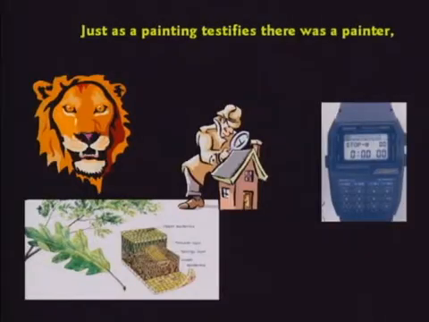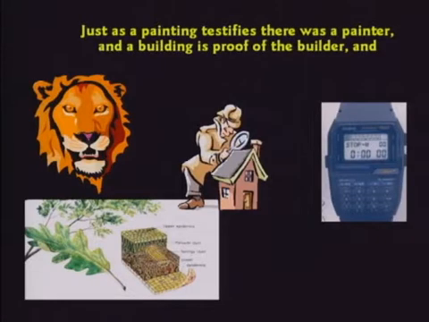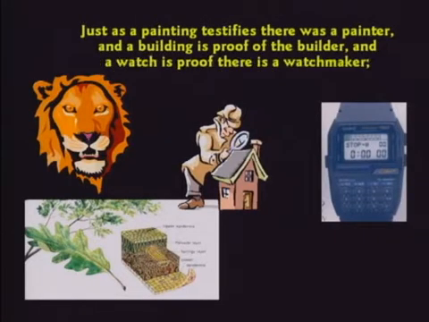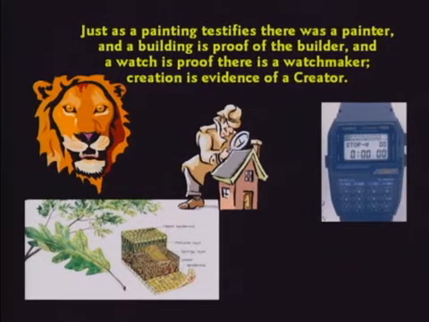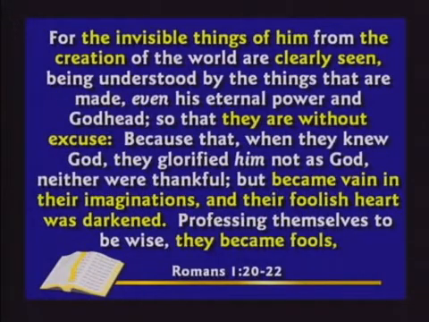Okay, if something is designed, like the eyeball or anything else, it demands there was a designer. If you find a painting, that is evidence there was a painter. If you find a building, that is evidence there was a builder. If you find a watch, that's evidence there was a watchmaker. If you see a creation, that's evidence of a creator. Whether you ever meet him or not doesn't matter. Design demands a designer. The Bible says the invisible things of him from the creation of the world are clearly seen. They are without excuse.